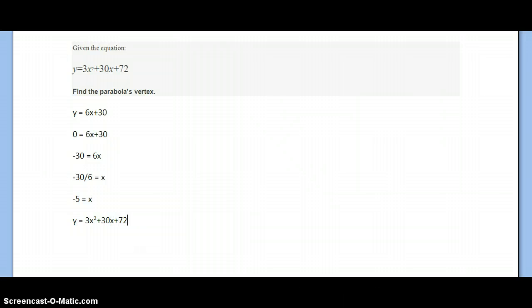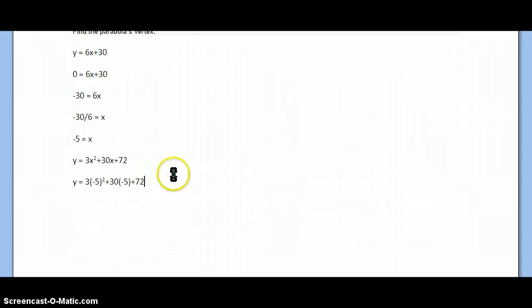Sorry for any background noise if you hear any. So basically you want to substitute 5 in. So you end up with y equals 3, you're multiplying by minus 5, then you're going to square it, then it'll be plus 30 times negative 5, plus 72. So this is the equation you end up with. It looks pretty daunting, but it's actually not that bad.